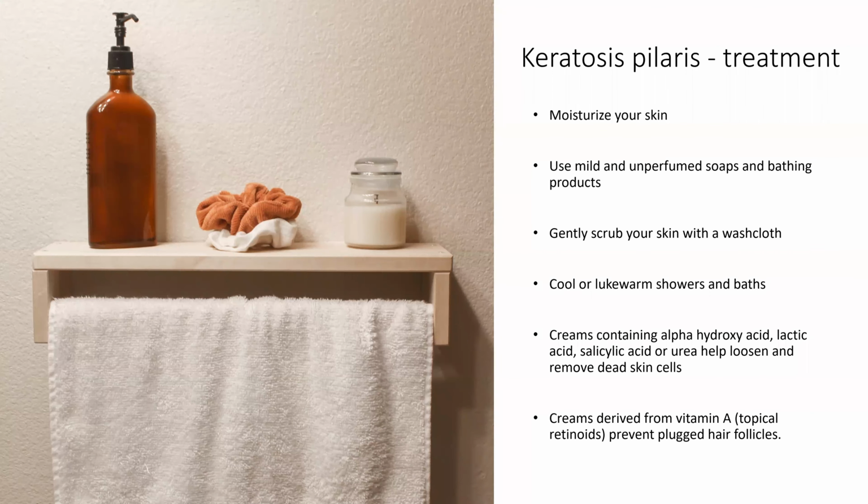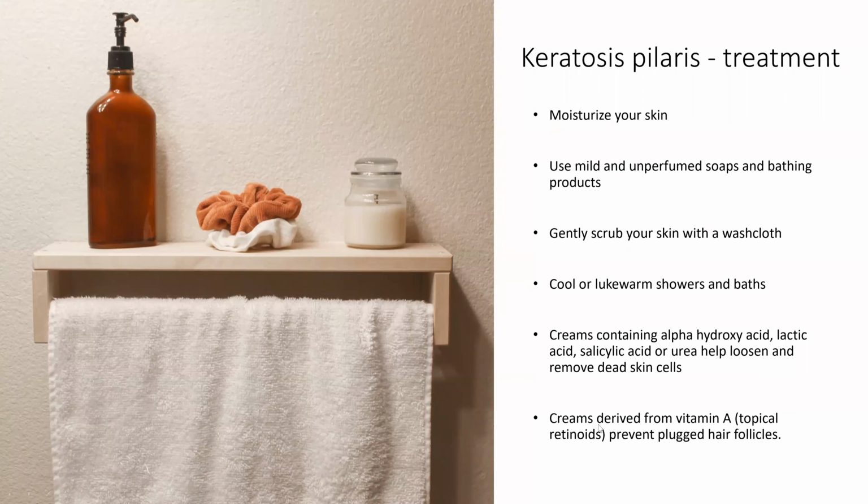And that means that the dead cells that need to fall off are more likely to, and fall off more easily. So by applying salicylic acid or urea creams, you will allow your skin to naturally get rid of the dead cells. And the bumps will eventually become smaller and go away, because all of the accumulated and stuck cells will loosen and peel off and fall off in the end.